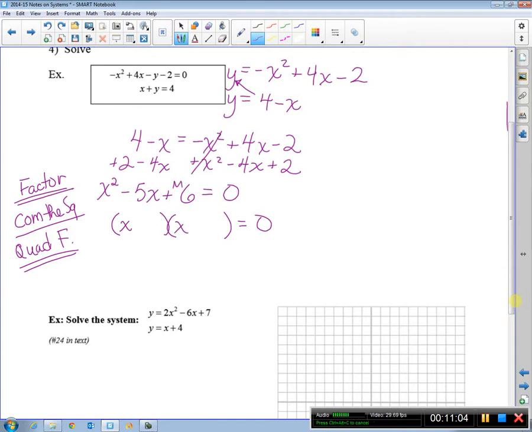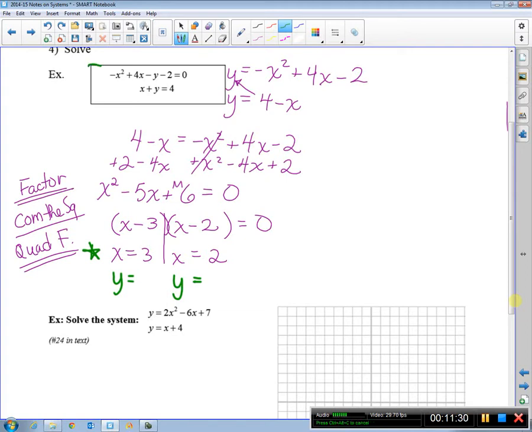Multiplying to positive 6, adding up to negative 5. Both signs are negative, so we have a negative 3 and a negative 2. So this is real easy to solve. X equals 3 and x equals 2. And here's where we run into trouble. A lot of kids stop right here. We need the y values that go with these x values. So this is where I really need you to remember.